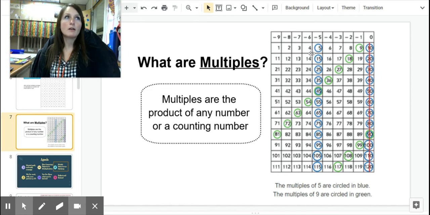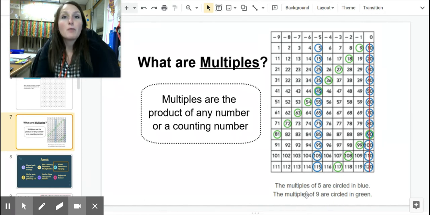5 times 1, 5 times 2, 5 times 3, 5 times 4, 5 times 5, right? You see that pattern on our normal number grid here, because these are 5 fives. You're counting 5 over here, and then 5 over here, and then 5 over here, and then 5 over here.